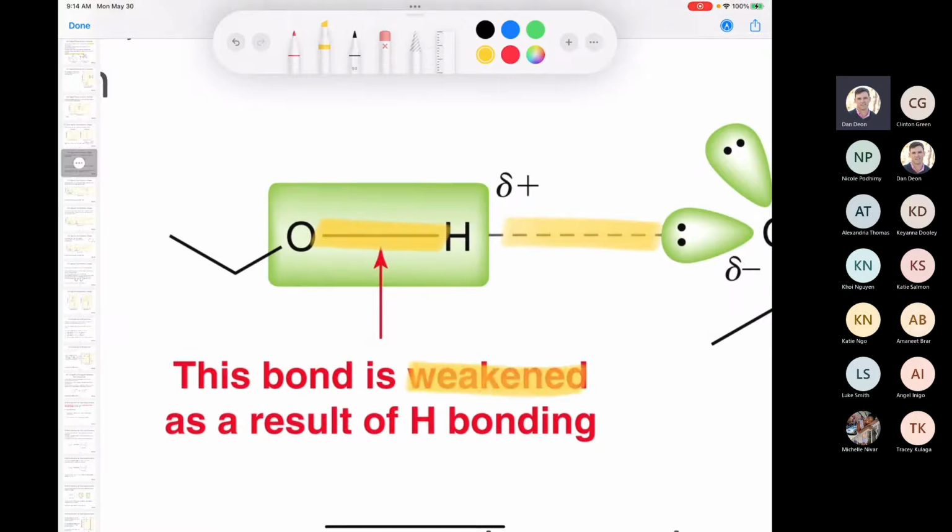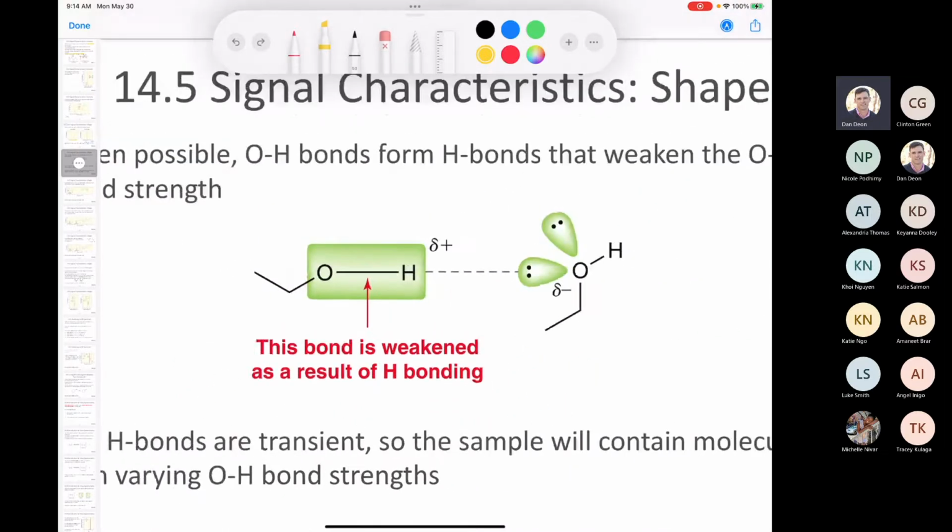Well, if the bond is weakened, what's that going to cause? That's going to cause it to absorb at a lower wave number. Well, when the hydrogen bond lets go, it snaps back like a spring in a way. And then the oxygen-hydrogen bond is really short, and then it's going to go back to its normal length, which is somewhere in the middle like that. So if it's really short, it's going to be really strong.